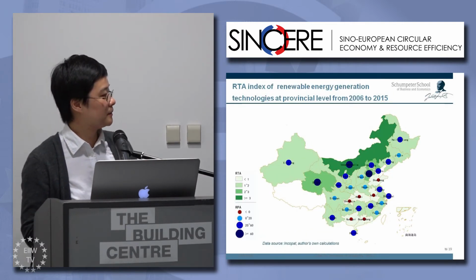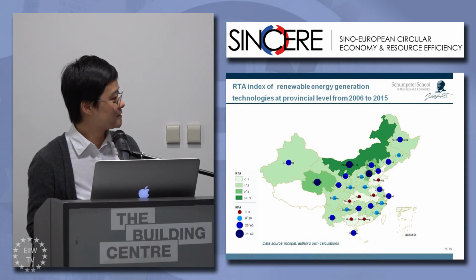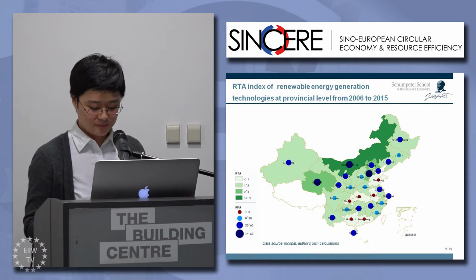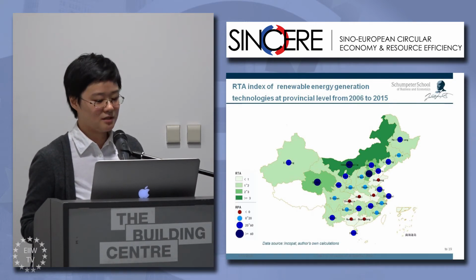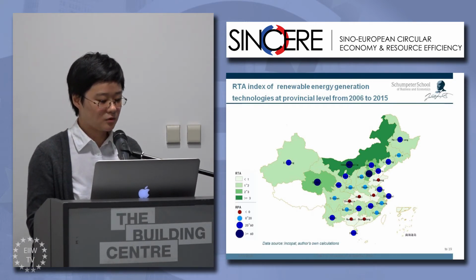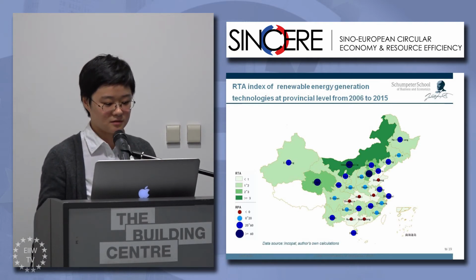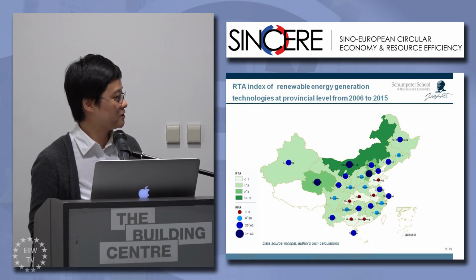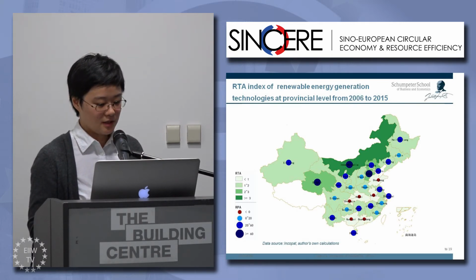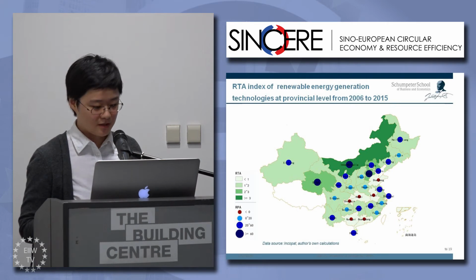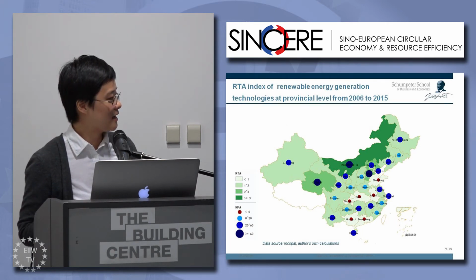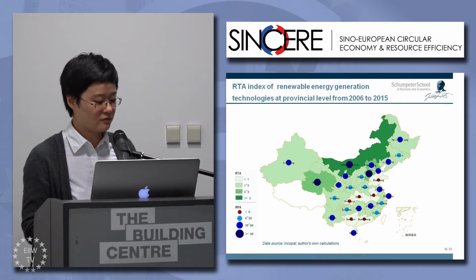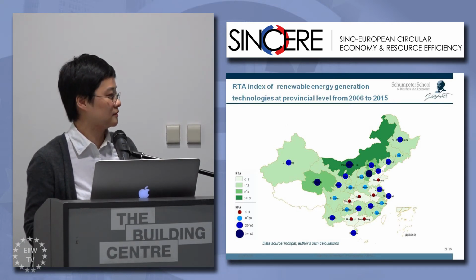And this is the map with the calculated RTA and RPA. This map is different from the last one, as we can see. Inner Mongolia and Gansu province are quite specialized in renewable energy technology. And the other places with really high application numbers are not that positive. For example, Guangdong province is -0.